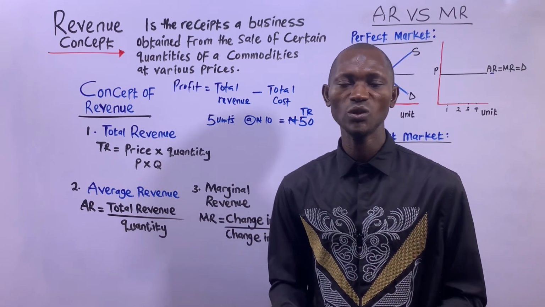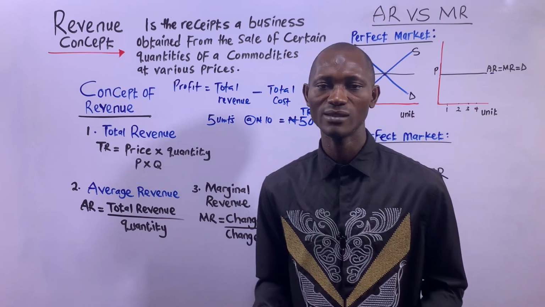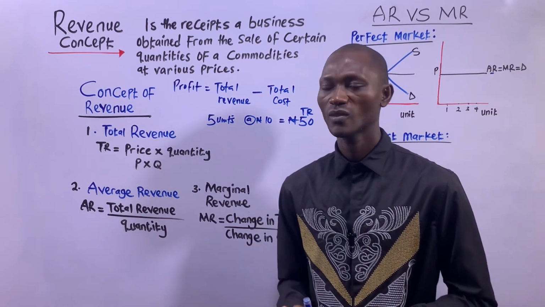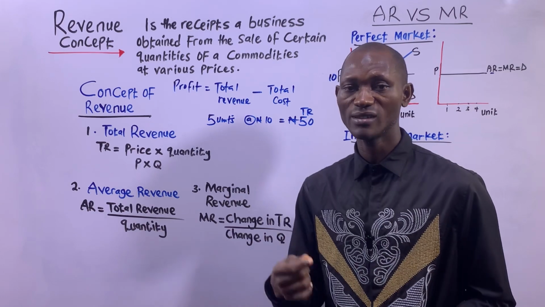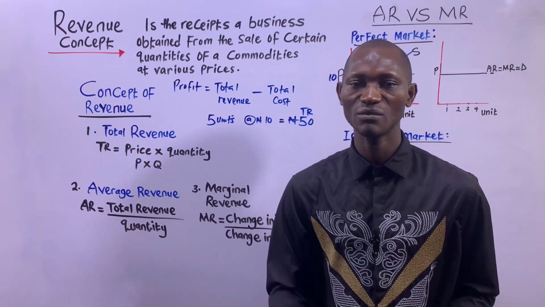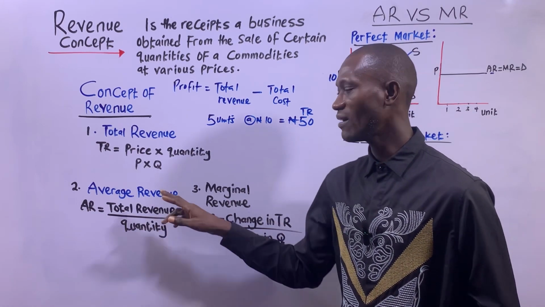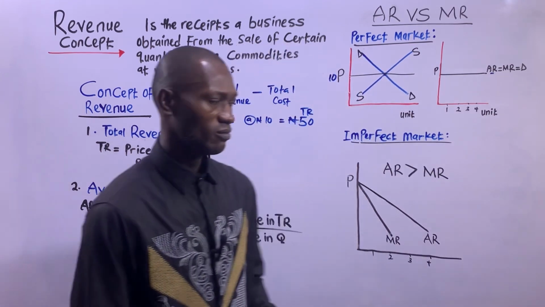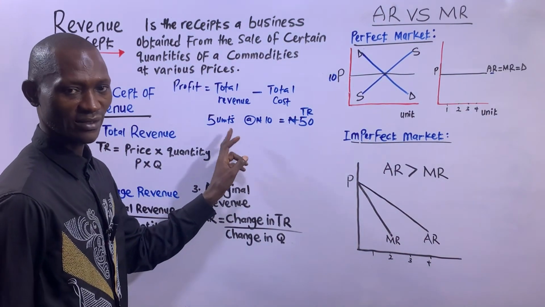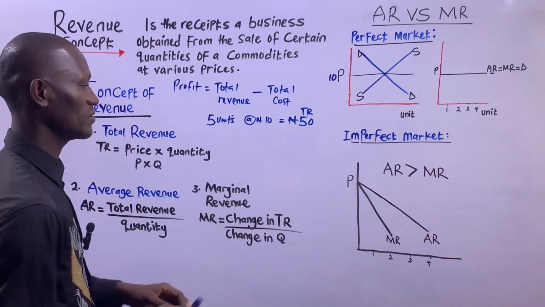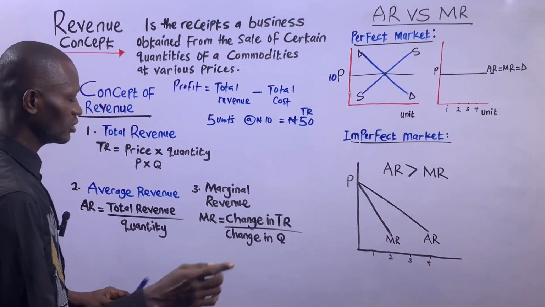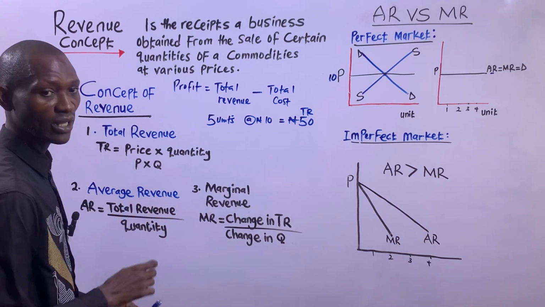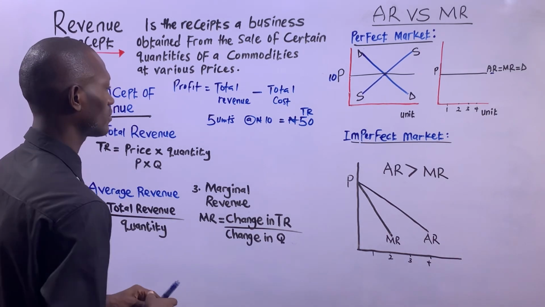So average revenue is the amount a firm realizes for selling a unit of a commodity. When I sell a unit of a commodity, the revenue I realize from that is called average revenue. Going by the example we've cited, your average revenue, don't forget, is gotten by total revenue divided by quantity or units sold.